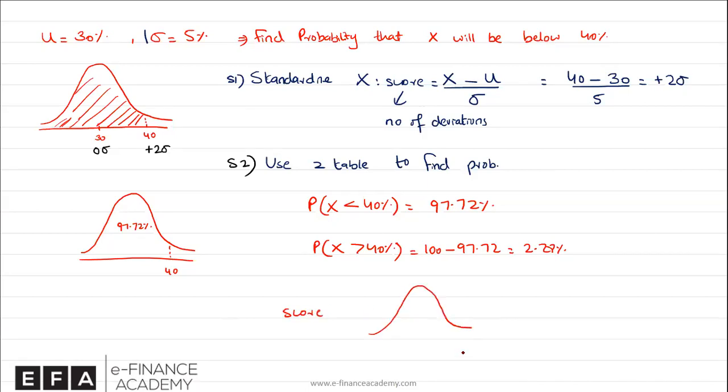And as you see, it's a positive score. The score to the right side of the mean will always be positive. So the score is 0.45, and I want to find the probability below 0.45.